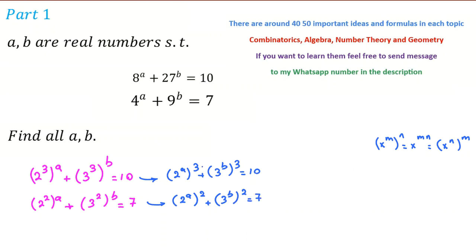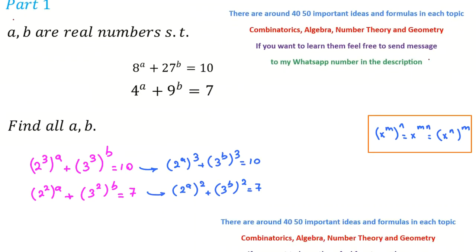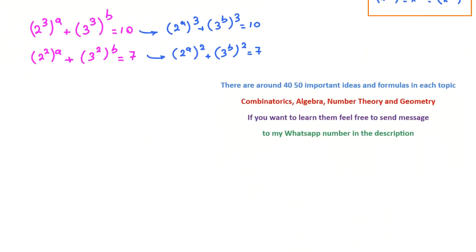Look, this one was only for power rules. Now in the next step, we use changing variable. So idea 1: changing variable. We define 2^a equals x, and 3^b equals y.